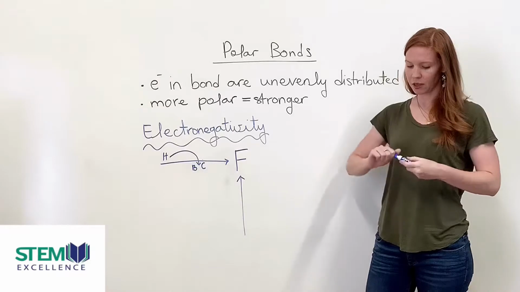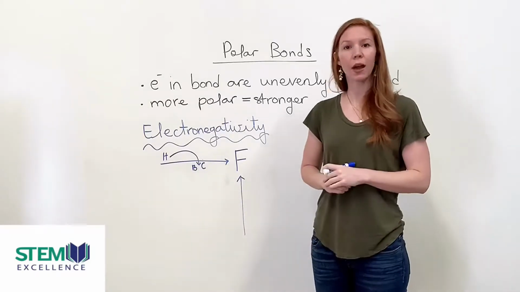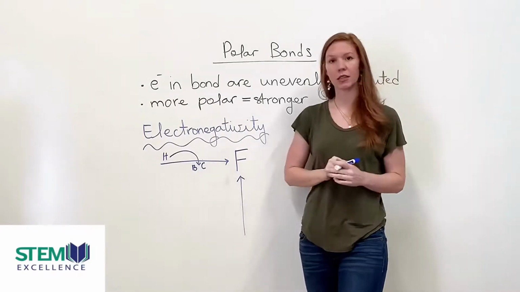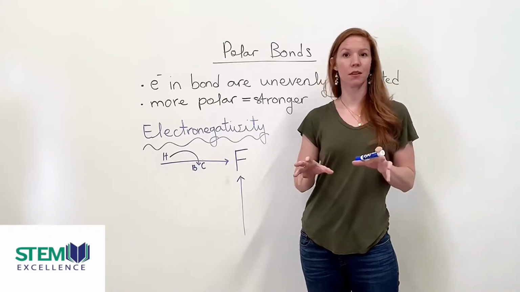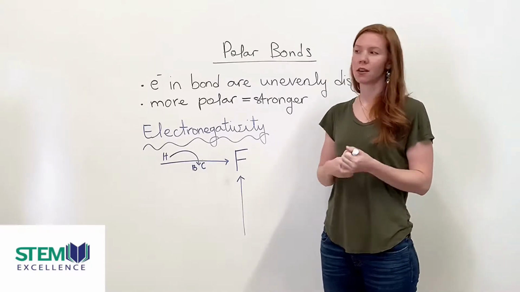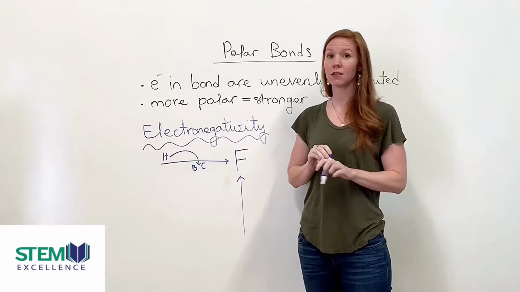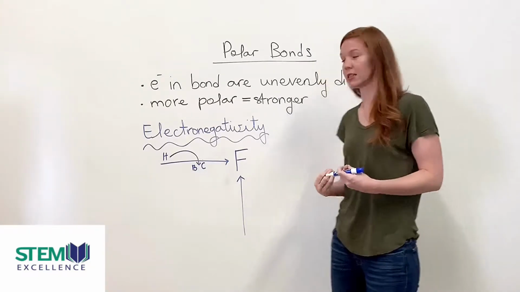So, if we have a bond between two atoms that have different electronegativities, the atoms aren't going to want those electrons inside the bond to the same degree. The atom that has a higher electronegativity is going to pull harder on the electrons inside the bond.